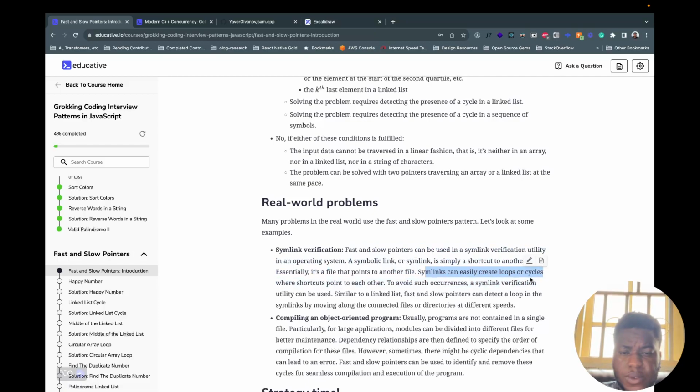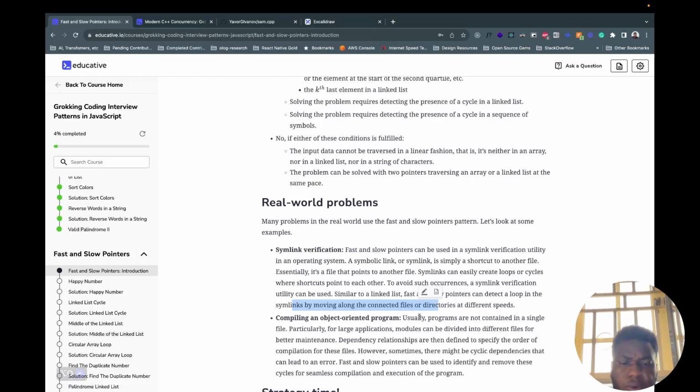Symlinks can easily create loops or cycles where shortcuts point to each other. To avoid such occurrences, a symlink verification utility can be used. Similar to linked lists, fast and slow pointers can detect a loop in the symlink by moving along with connected files or directories at different speeds.